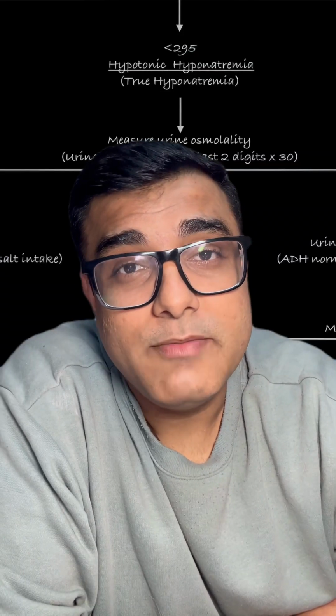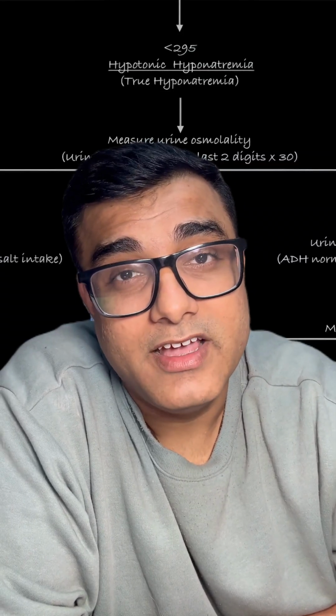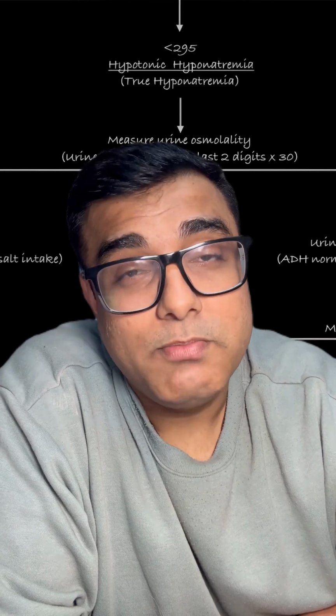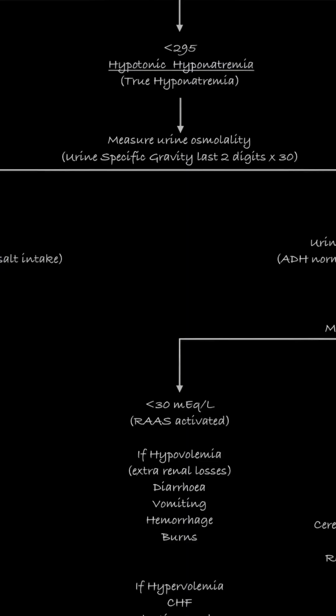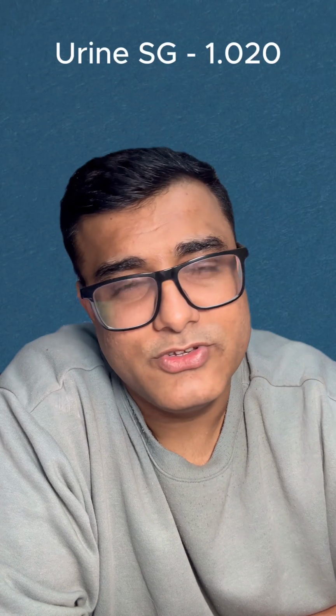Now coming to true hyponatremia, the hypoosmolar hyponatremia. Because sodium is low, plasma osmolality is also low. To figure these out, you need to know the ADH activity. For ADH activity, you need to measure whether ADH is working on the nephrons and causing water reabsorption or not. For that, you need to check urine specific gravity. Urine specific gravity is usually expressed as 1.010 or 1.020 or 1.030. So take the last two digits, let's say 20, and multiply by 30. That is your urine osmolality.